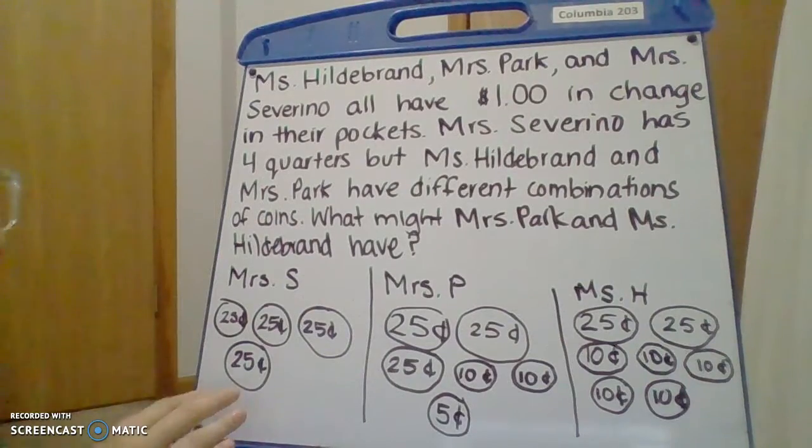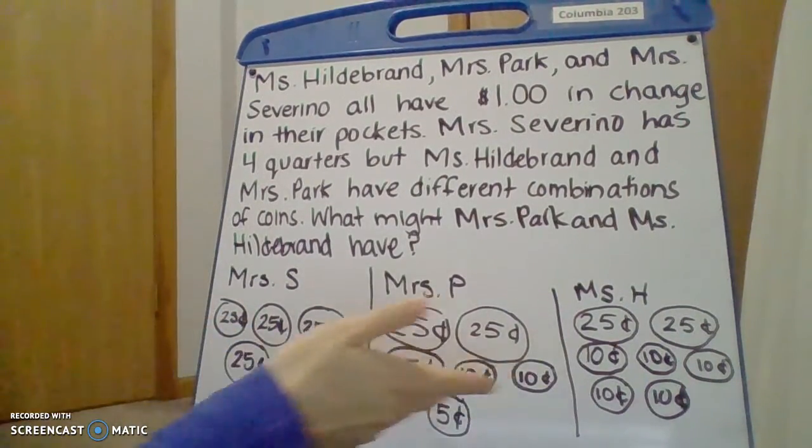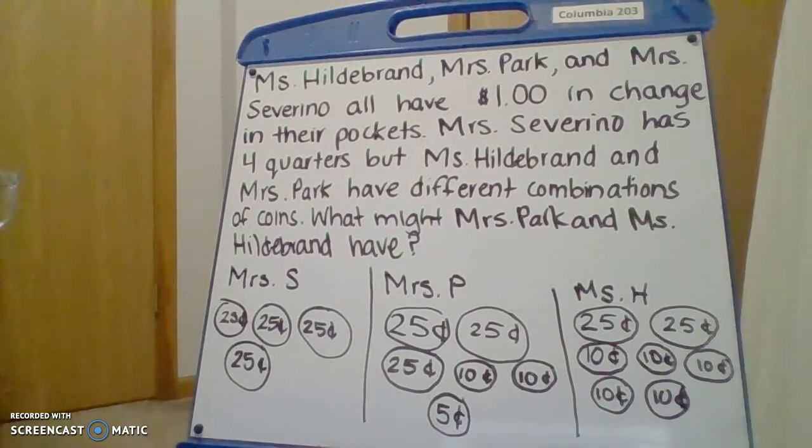So this is important because you're not always going to have 4 quarters or $1. Maybe you have a bunch of different combinations of coins and you have to add those together in order to get to $1. Okay? So I'm going to put up another problem for you ladies to try at home. Let me do that now.